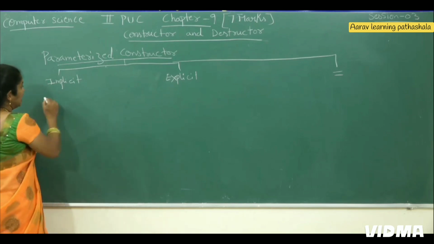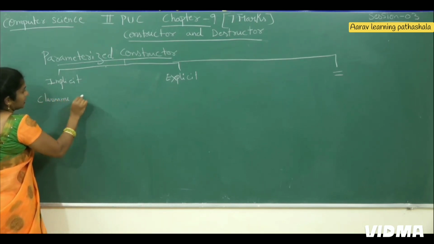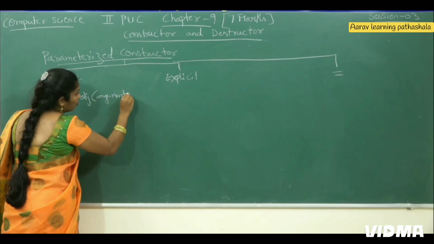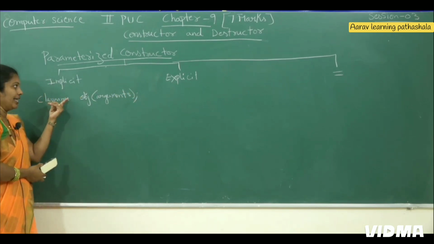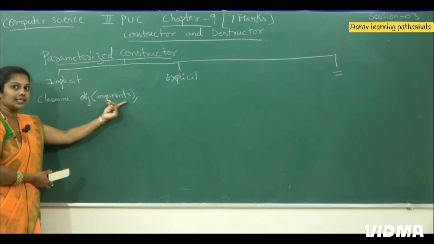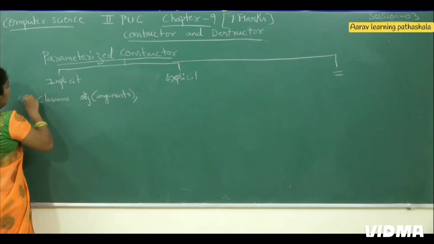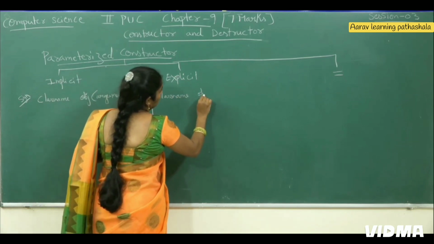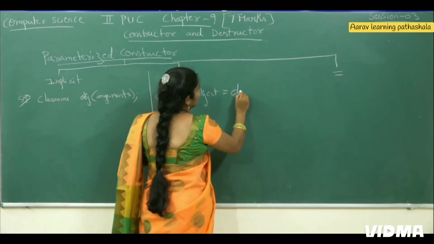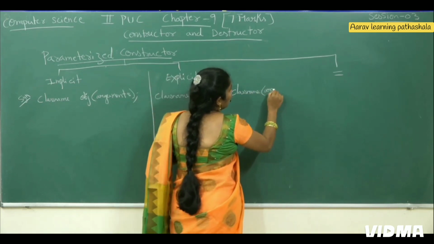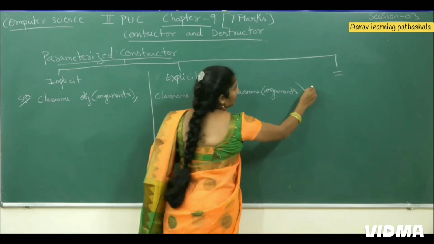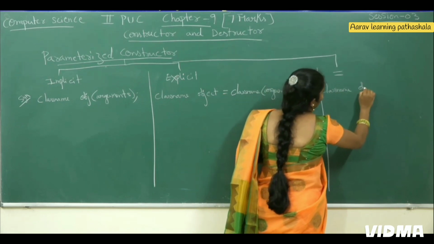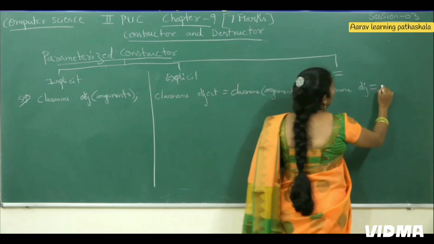We create the object by class name, then object, then inside the bracket we write the arguments. The general pattern is class name, followed by object, then inside the bracket only we write the arguments. This is the syntax in implicit call. Whereas in explicit call, class name, object, then equals, once again class name, inside the bracket arguments. Whereas in the last case, directly we write class name, then object, then assignment operator, then argument.